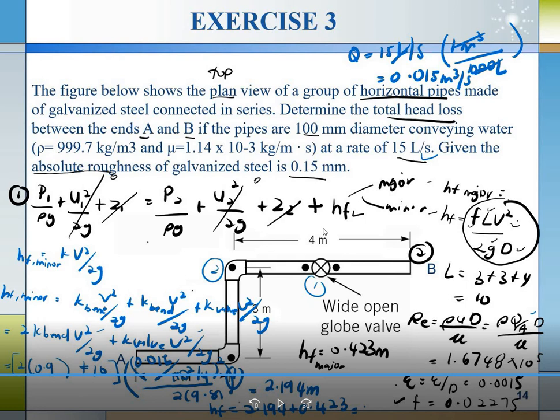You need to calculate until delta P, because the question is asking you for the total head loss between point A and B. Okay, if the question is asking you about the head loss only, then you can stop at the total of major losses plus minor losses.